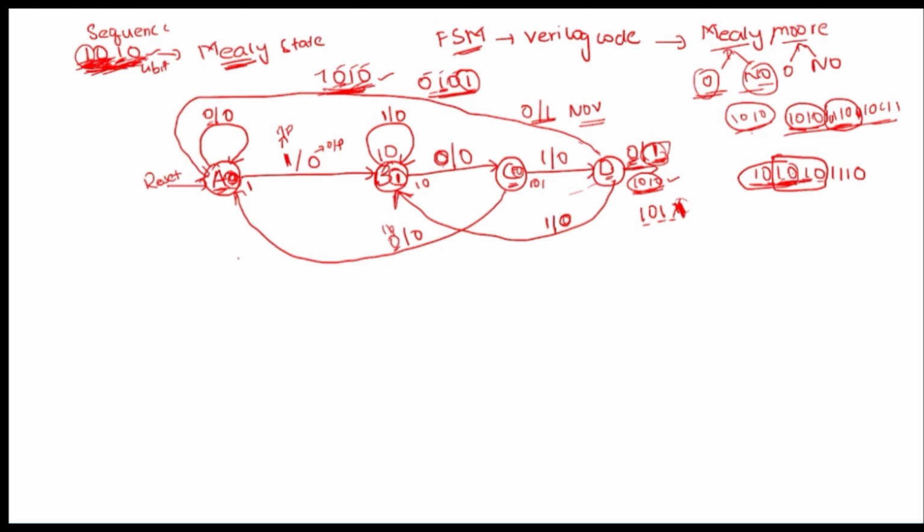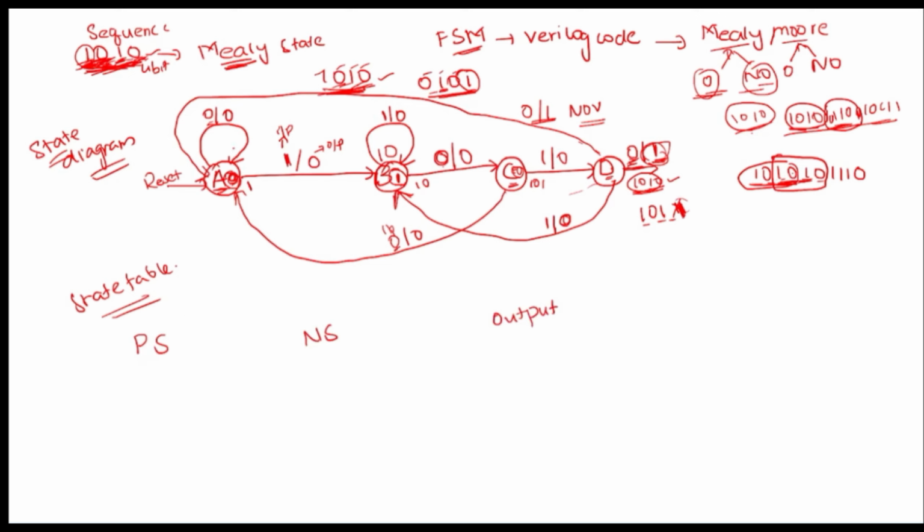So for this state diagram we are going to create a state table. For this state diagram we are going to write a state table, because based on this state table only we are going to write the code for FSM. That is why the state table is important. You all know how to create the state table: you will be seeing present state, next state, and you can also create it for output.